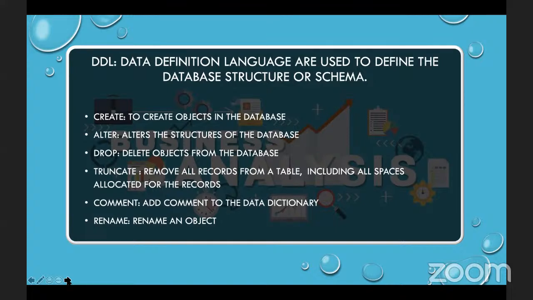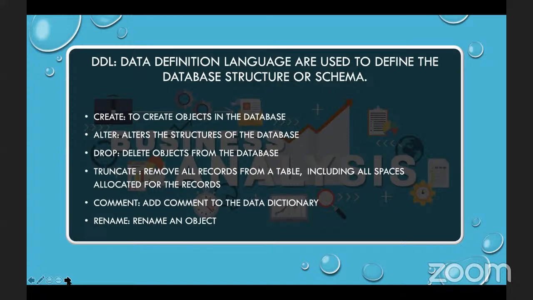Truncate is used to remove all records from a table, including all spaces allocated for the records, right? So it's also very, very important there.